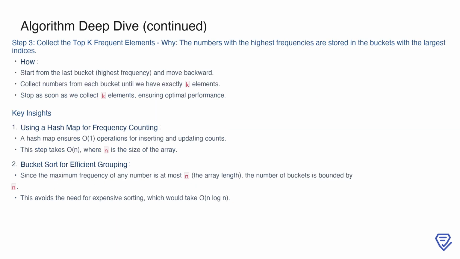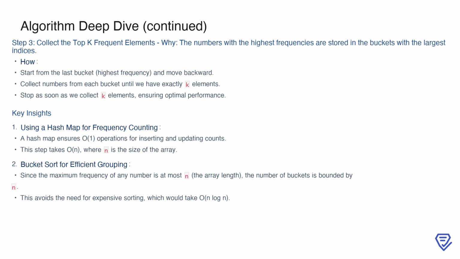After organizing the elements into buckets, we need to collect the top k most frequent elements. Since the numbers with the highest frequencies are stored in the buckets with the largest indices, we start from the last bucket and work our way backward. As we traverse the buckets, we collect numbers from the non-empty ones until we have exactly k elements. This process stops as soon as we reach the desired count, ensuring that we don't perform any unnecessary computation.